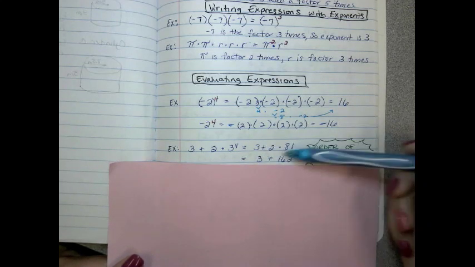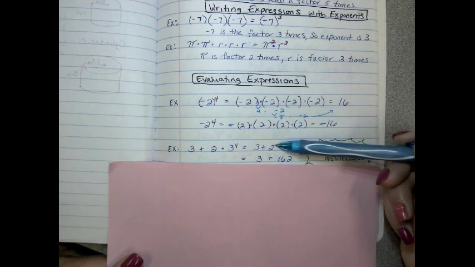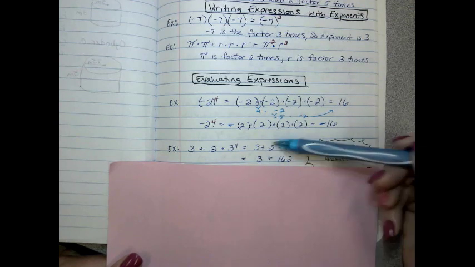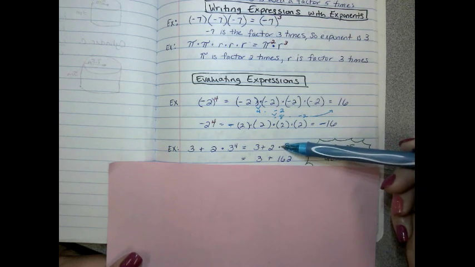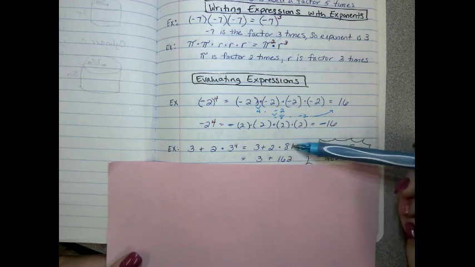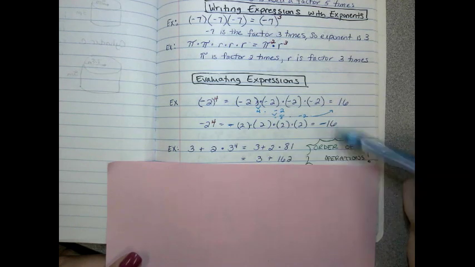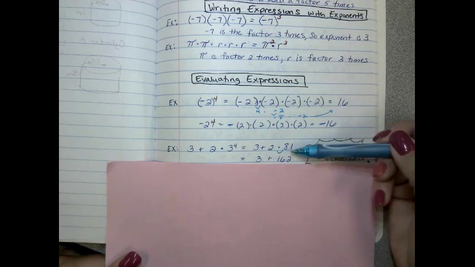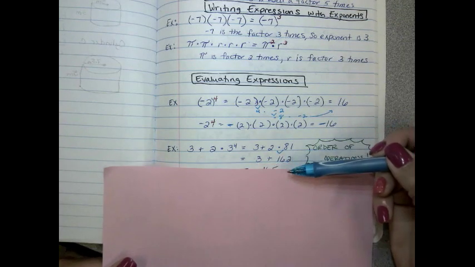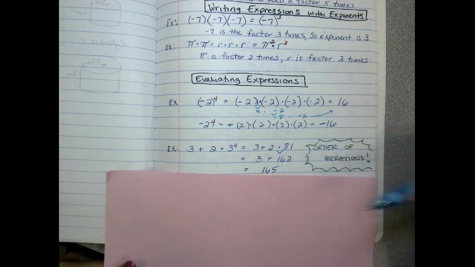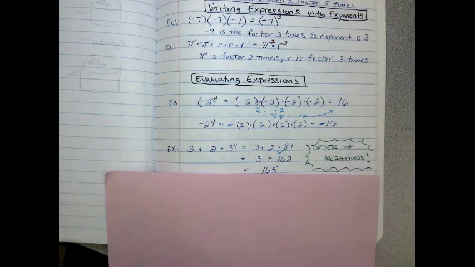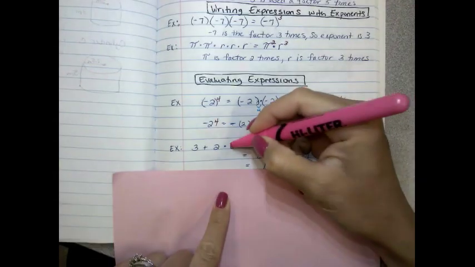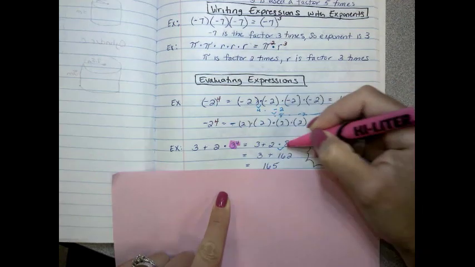I've taken this further. 3 plus 2 times 81. Order of operations tells me that I do multiplication before addition. 2 times 81 is 162. So I'm left with 3 plus 162, and that gives me 165. I'll just highlight the steps to know that this is what I did first. 3 to the 4th. That's how I got 81.